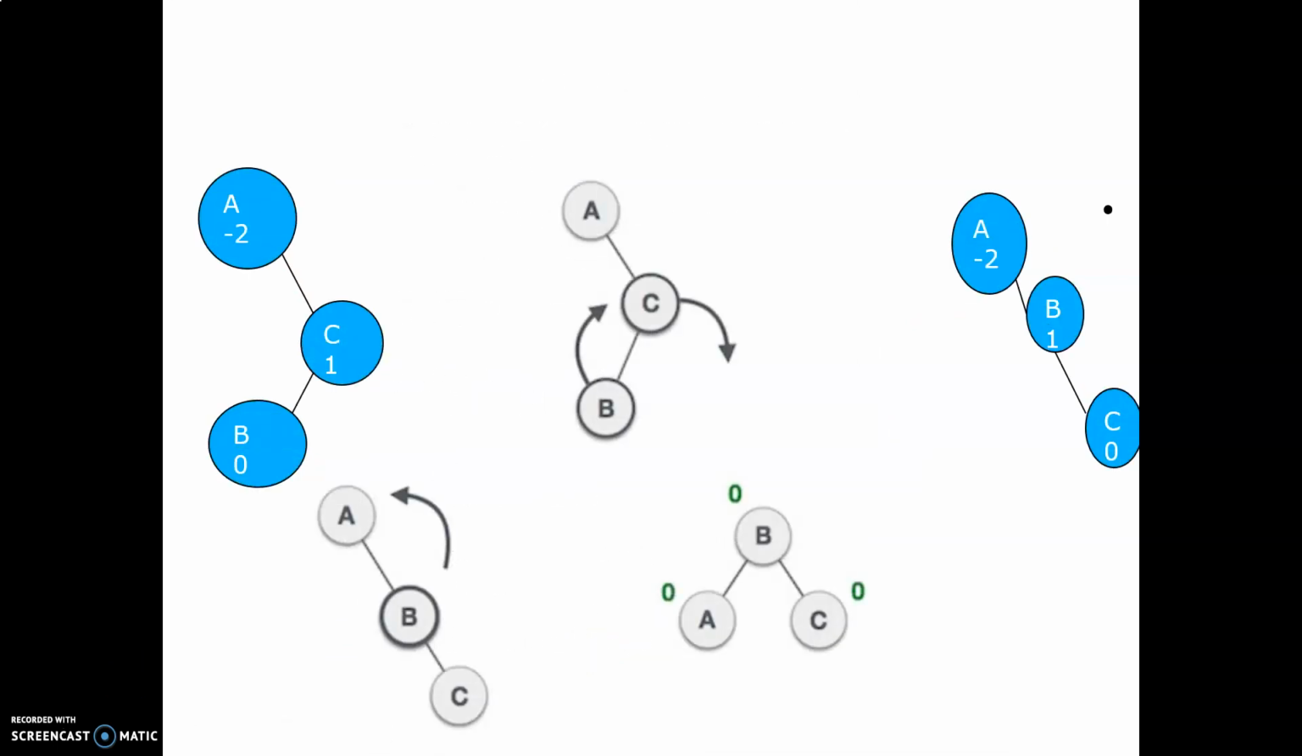So these are the four rotations: LL rotation, LR rotation, RR rotation and RL rotation. In case of LL and RR, we just have to perform a single rotation. If it is an LL case, we have to perform right rotation. If it is an RR case, we have to perform left rotation. And if it is an LR case, that means we have to perform first left rotation and then right rotation. There are two rotations in this case. And if it is RL rotation, then we have to first perform right rotation and then left rotation.